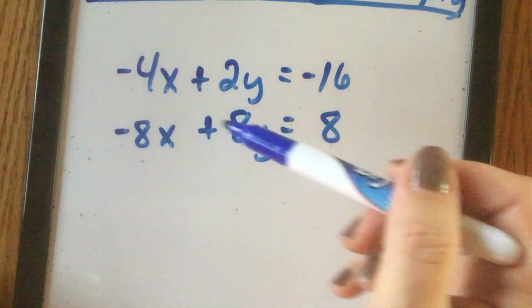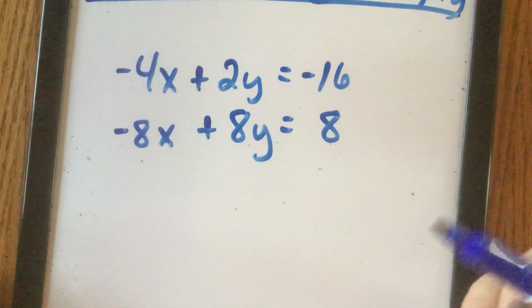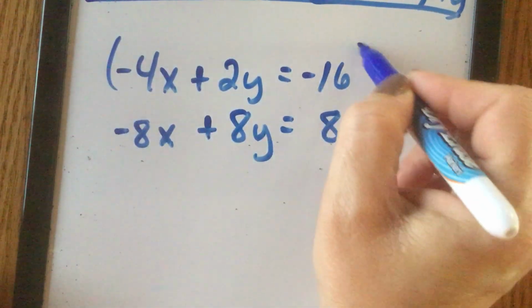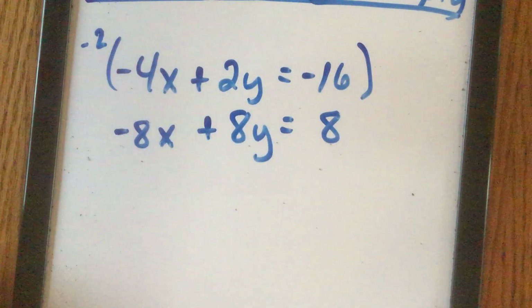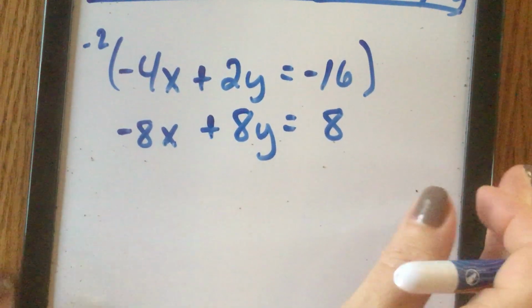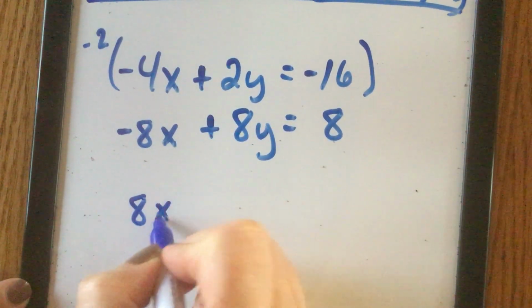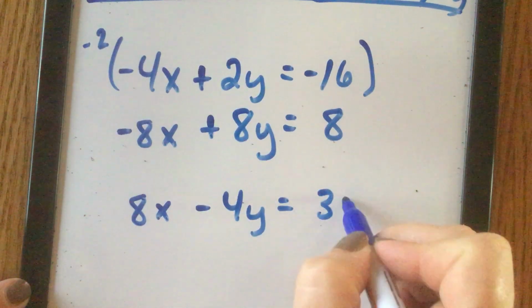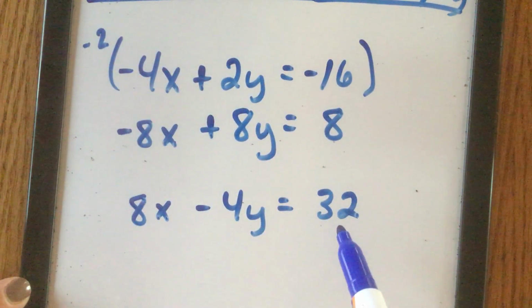These are both negative and these are both positive. So either way, I'm going to have to multiply by a negative number. So it really doesn't matter which one you want to do. I would probably multiply by a negative 2 just because 2 is smaller than 4. So if I multiply this by a negative 2, that gives me a positive 8x minus 4y and then a positive 32. Negative 16 times negative 2 is positive 32.